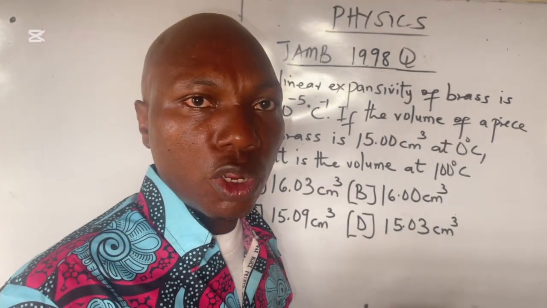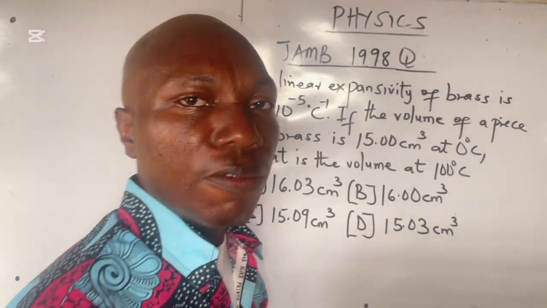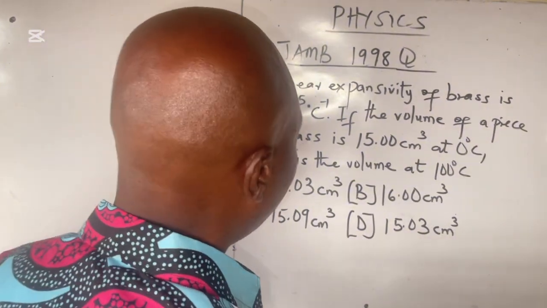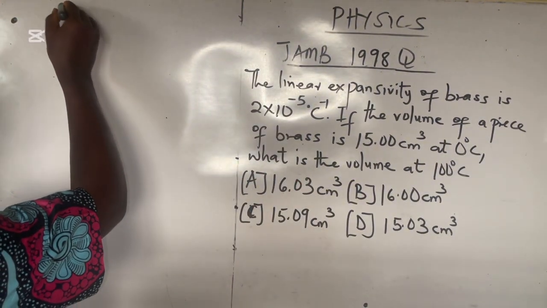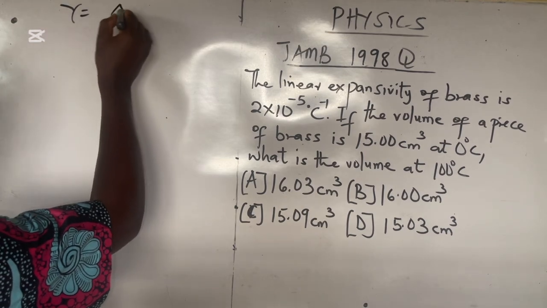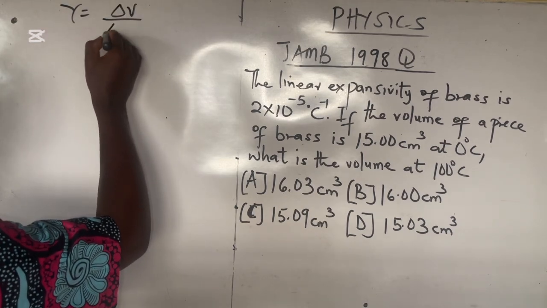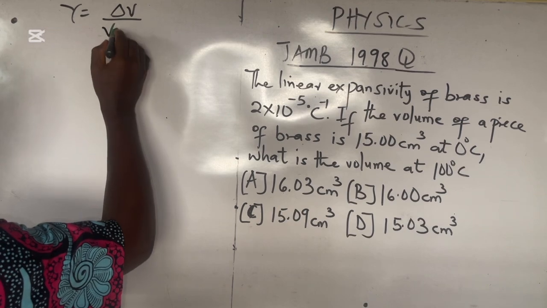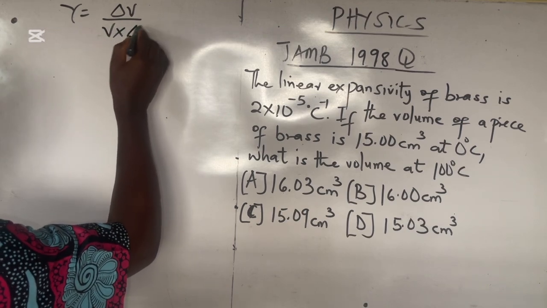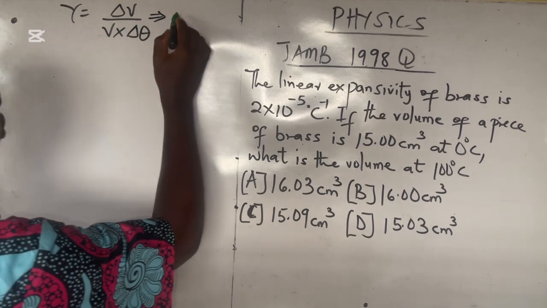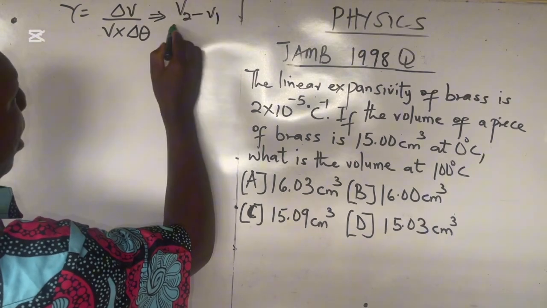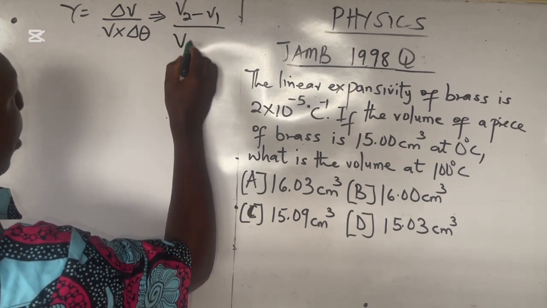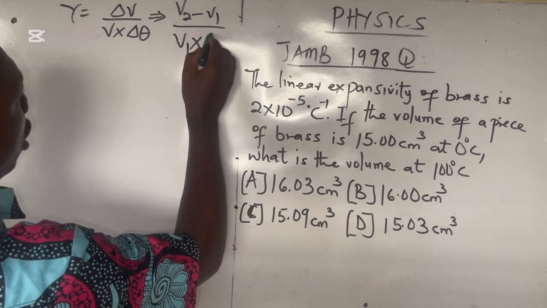Before we solve this question, you must note that the formula for cubic expansivity, which is gamma, is change in volume over original volume and change in temperature. So change in volume could be V2 minus V1 over V1 times change in theta.